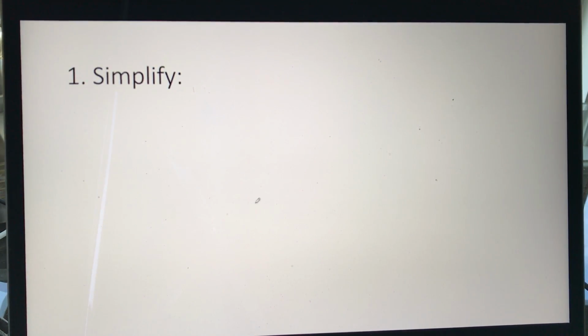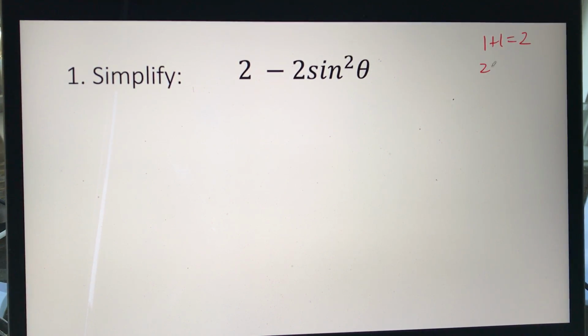Okay, so let's try a quick example of simplifying. So what are we really talking about here? When we're talking about simplifying, this is where it gets a little weird because I could say 1 plus 1 equals 2, we agree. Or I could say 2 plus 0 equals 2. Or I could say 3 minus 1 equals 2. There's all these different versions of the same thing. These are all exactly the same. This is what's going to happen with these trig identities.